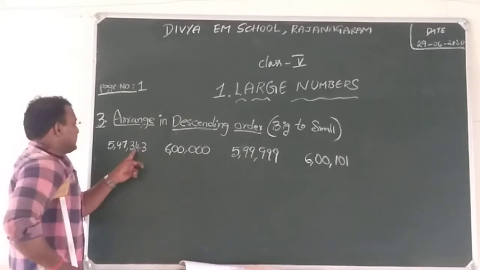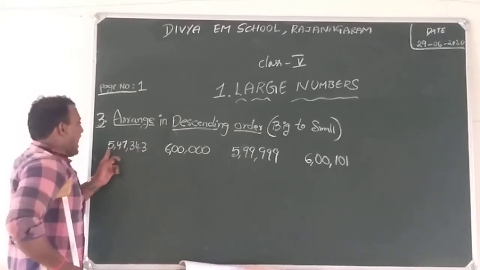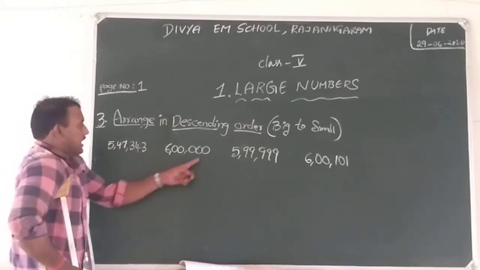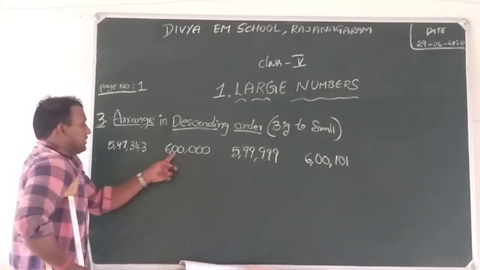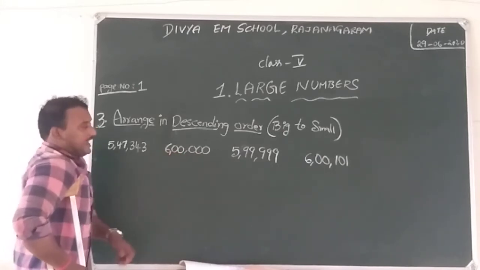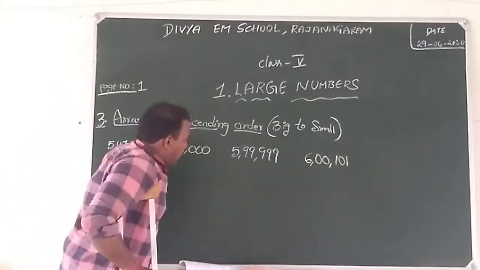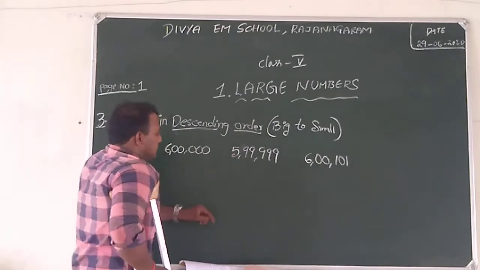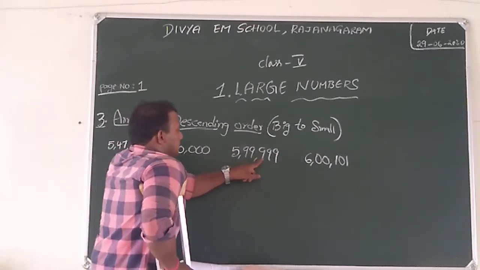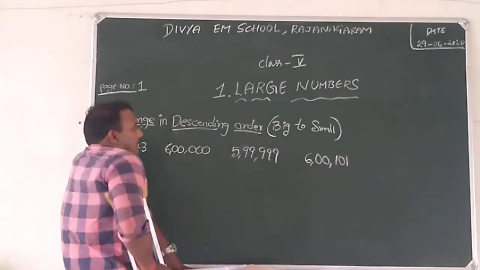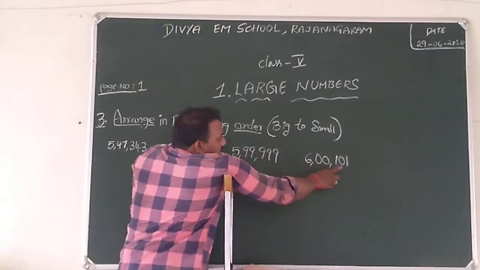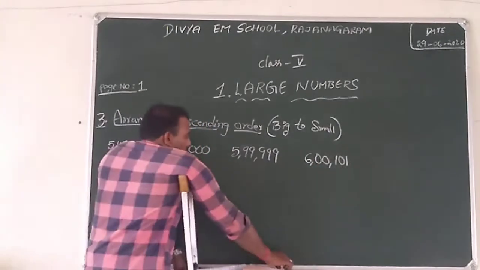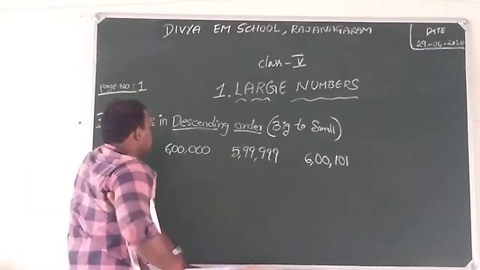That is, ones, tens, hundreds, thousands, ten thousands, lakhs. So 5 lakhs, 47,343. That is 6 lakhs. Now here we are having ones, tens, hundreds, thousands, ten thousands, lakhs. That is 5,99,999. And here we are having 6,101,000. So we need to find out the biggest number here.